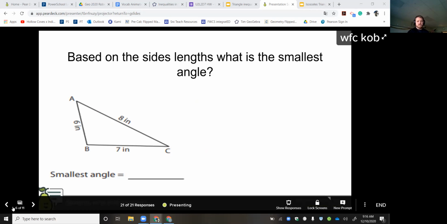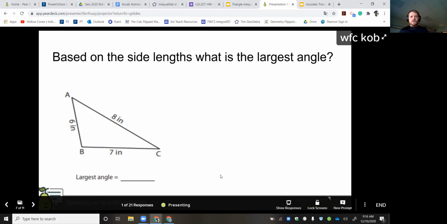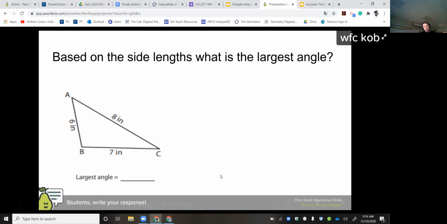Couple more questions. What's the largest? Somebody can just say it. Angle B. Why angle B, Tim? For the same reason that we answered all those other questions, just because it's across from the largest side. Across from the largest side. Good job. So 8 is the biggest side. Now B has got to be the biggest angle.